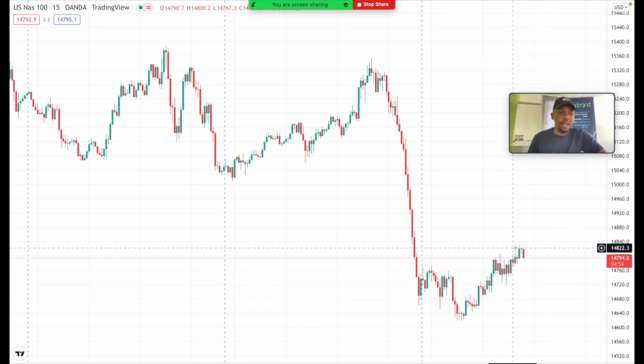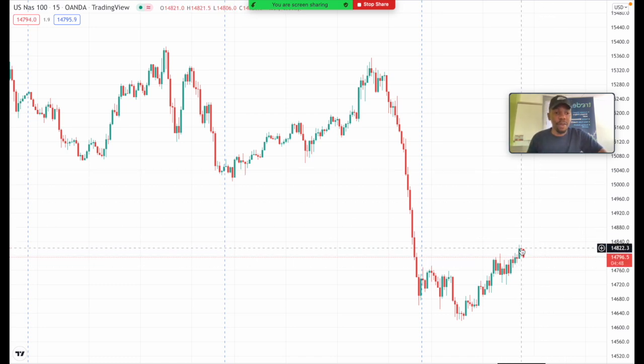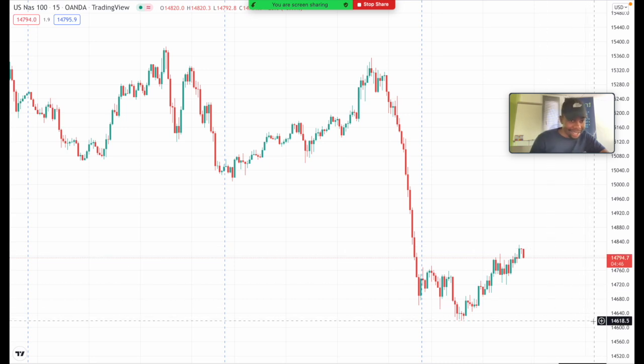So if you enter a buy now and the market goes up, then you make more profit. The higher it goes, the more money you make. If you buy and it sells, then that's where you're losing money. Understand? So if you're looking at a chart and you're saying, okay, this is going up, then you need to buy. If you're saying it's going down, then you need to sell.